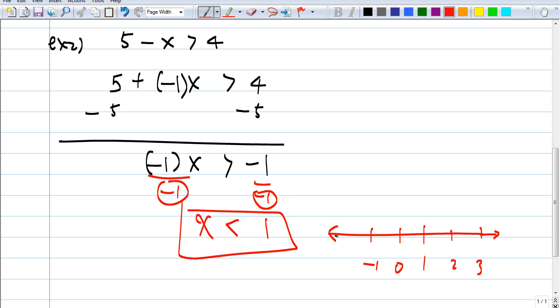Open circle or closed circle here? Everybody raise your hand. Open circle, raise your hand. Closed circle. You're right, it's less than. When do we put a closed circle? If it was less than or equal to or greater than or equal to. So we put an open circle at 1. Now, to the left or right? To the left is correct because it says all real numbers less than 1. Everything that's less than 1 is on the left side of 1. Any question? Is this pretty straightforward? Okay, good.